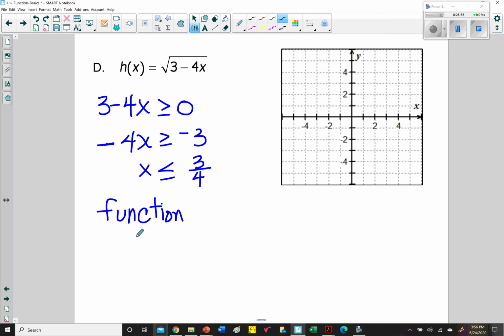It is a function, and the domain would be from -infinity to 3/4, including 3/4, because if we put a 3/4 right here, we get 0. And if you put 0 there, you get the square root of 3, which is about 1.7. If you put a -1 there, you get the square root of 7. I don't know how big the square root of 7 is. If you put a 2 in there, it's the square root of 11.